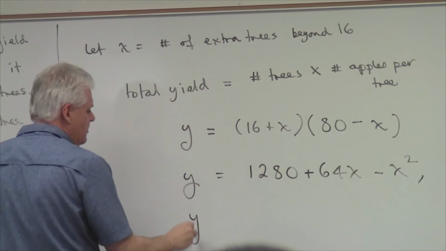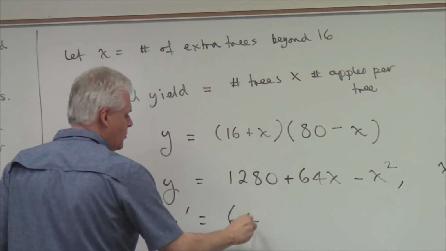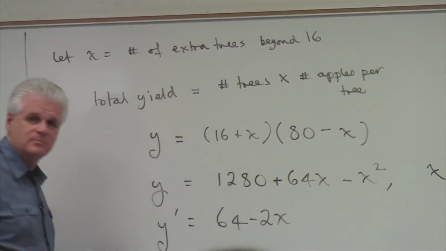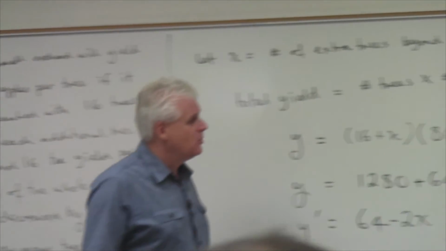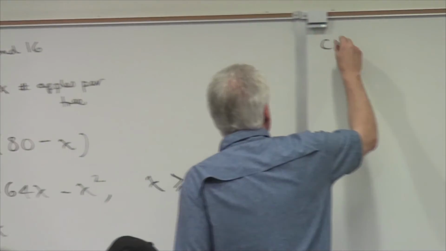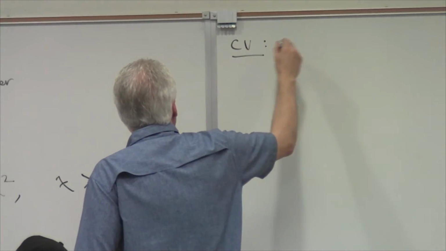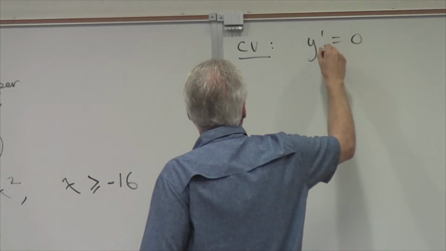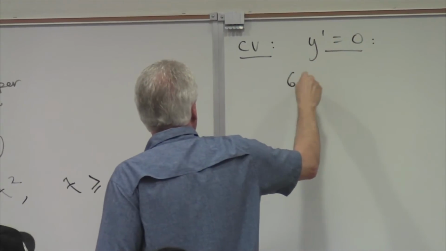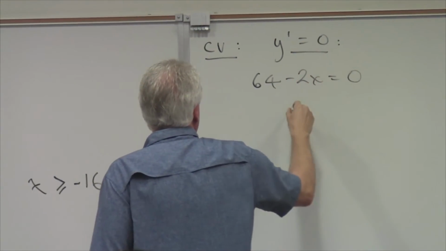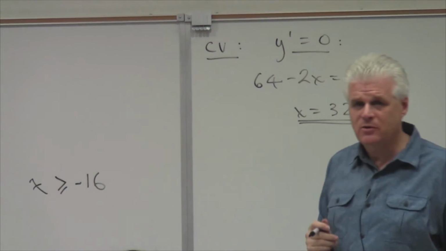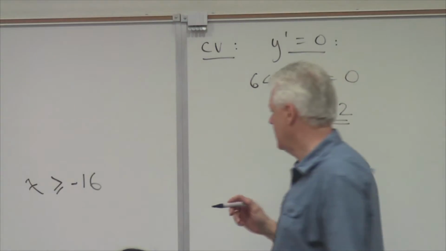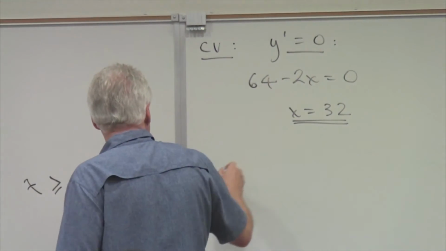So what's y prime? 64 minus 2x. Is that right? So what's the critical value? There'll only be one. It's where y prime is 0. 64 minus 2x is 0. X is 32. You have a critical value at 32. Okay. We need to test it.